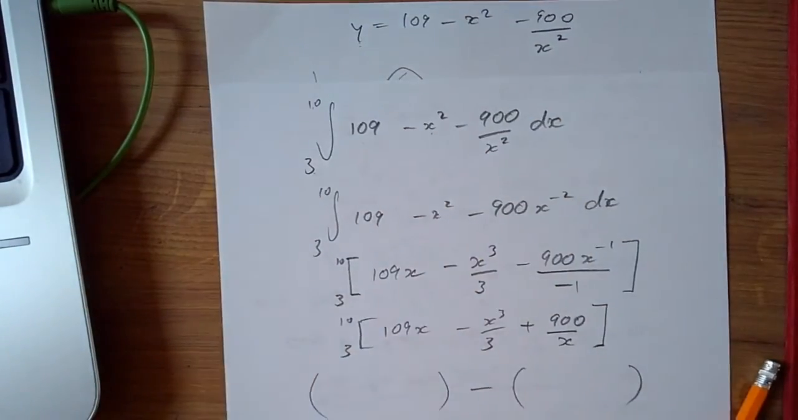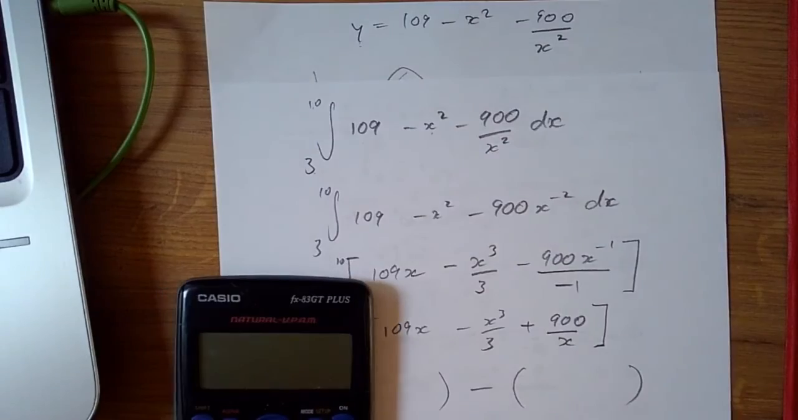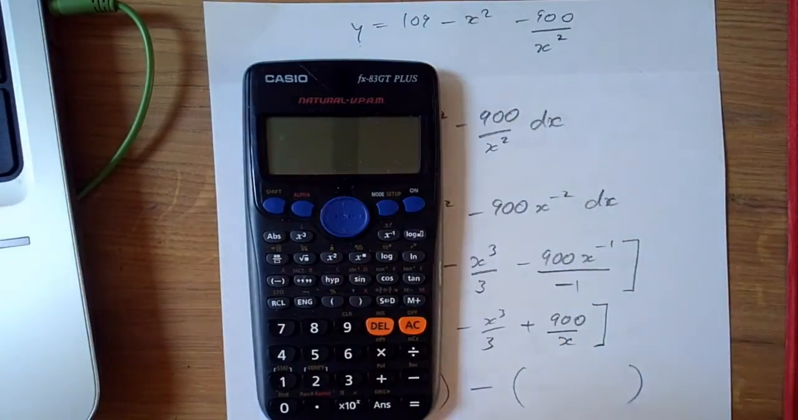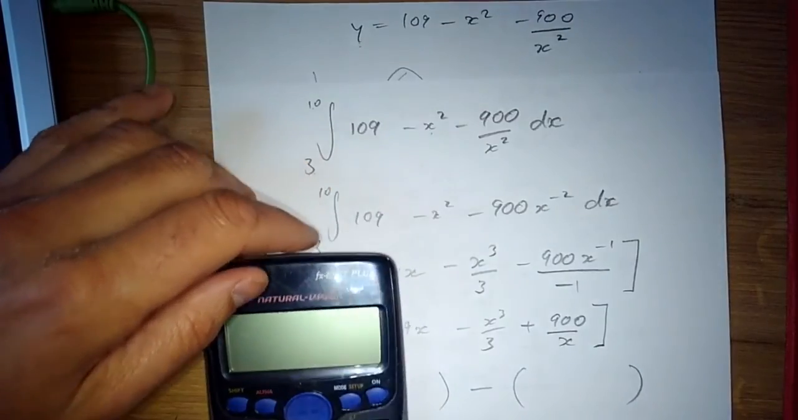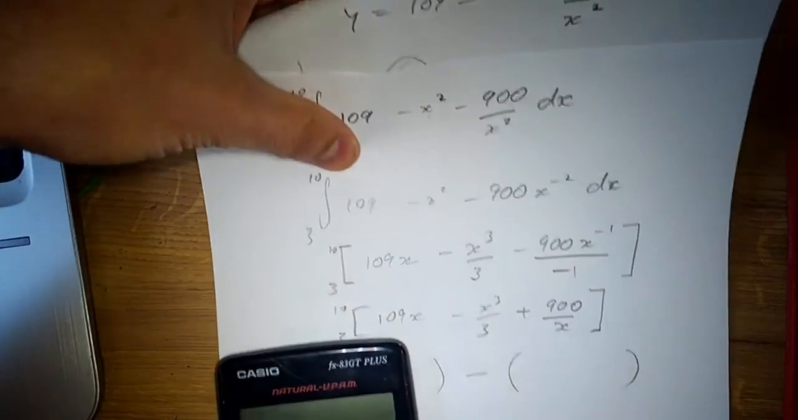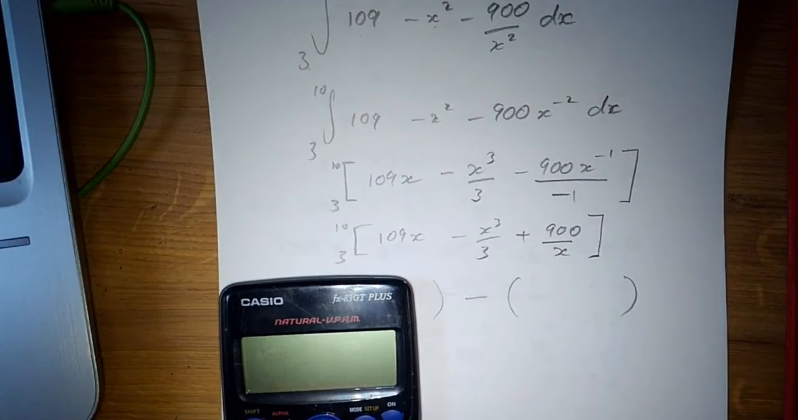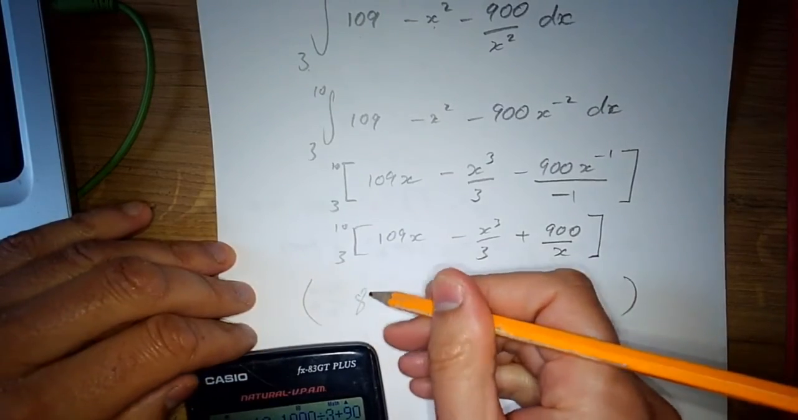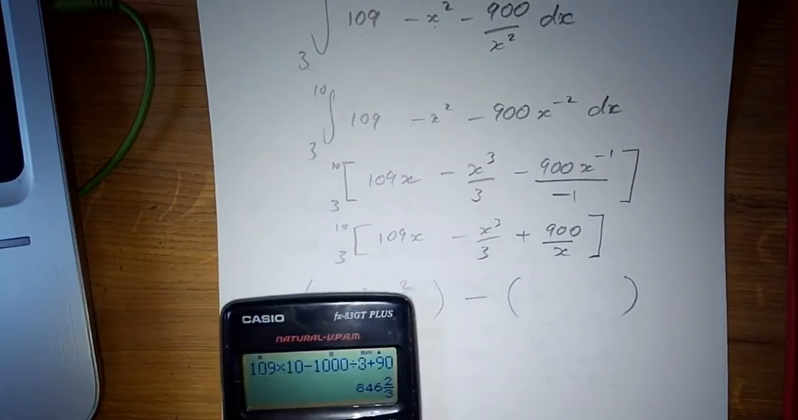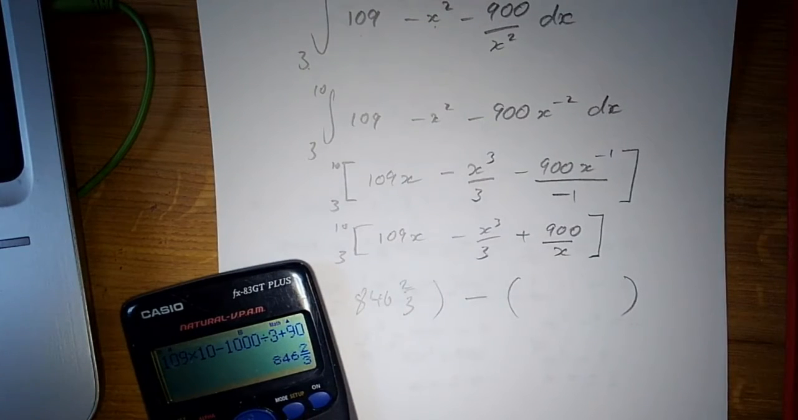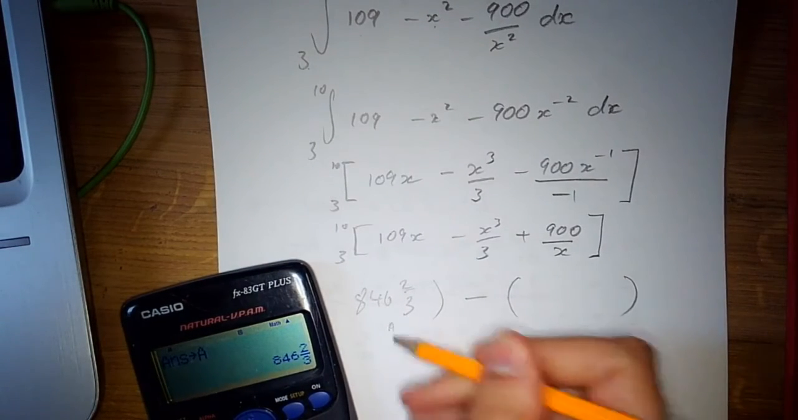I have one right here. Not sure how well you can see that calculator. So when we put 10 in, 109 times 10 minus 10 cubed, which is 1000, divided by 3, plus 900 over 10 is 90. So here we get 846 2/3. Okay, I'm going to store that in my memory, in A. I'm going to write a little A there to help me.